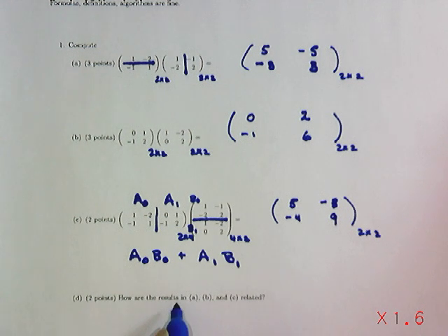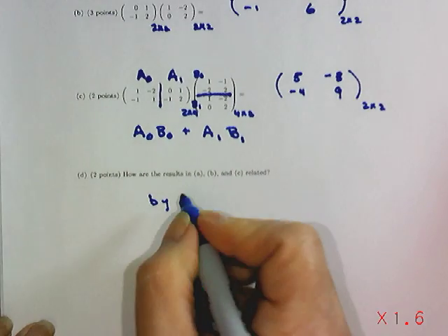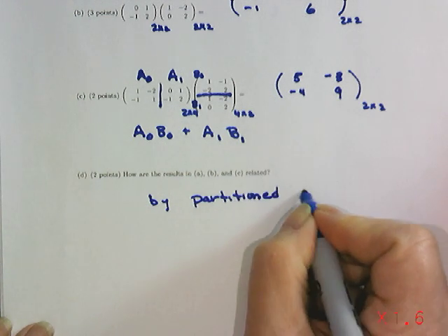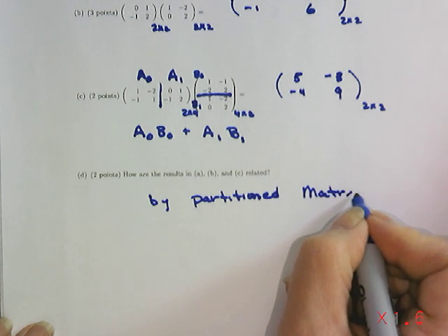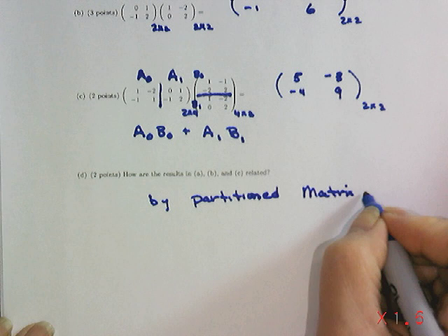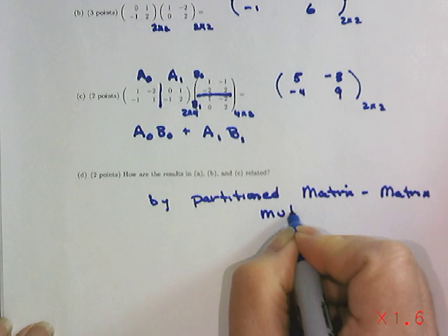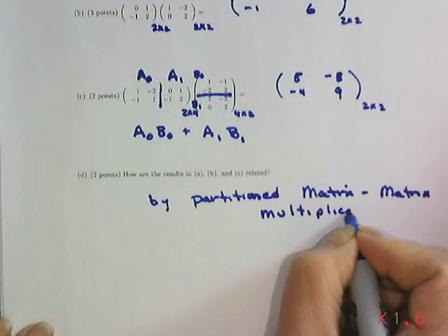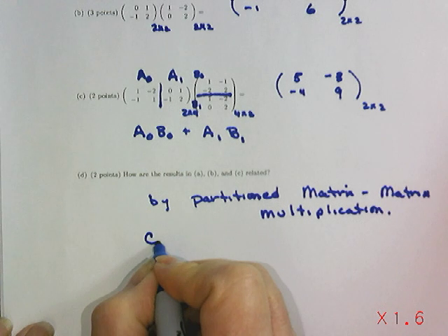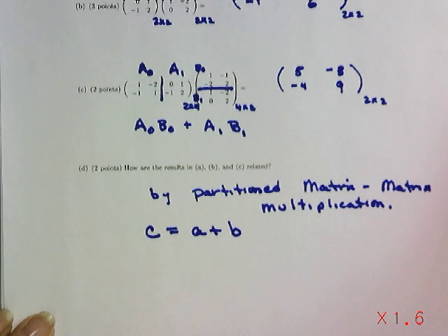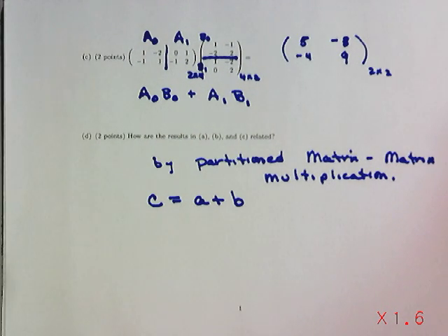Now, how did the results A, B, and C relate? Well, by partitioned matrix multiplication, we found C by adding the answers to A and B. So we finished the first question.